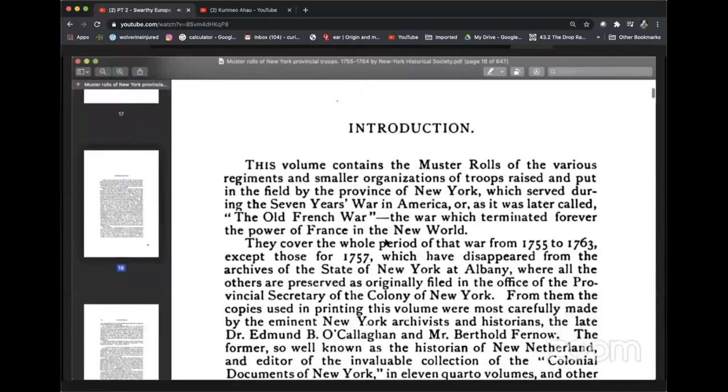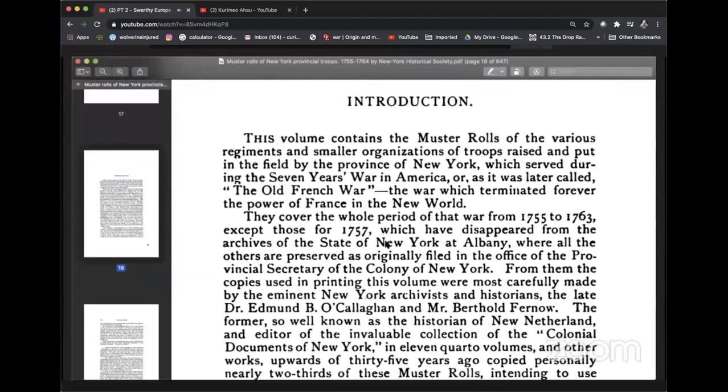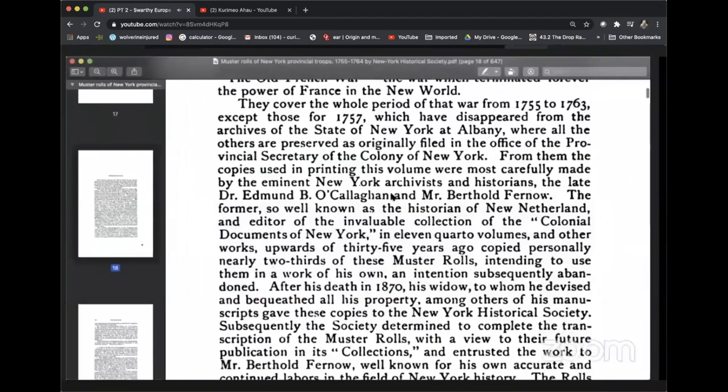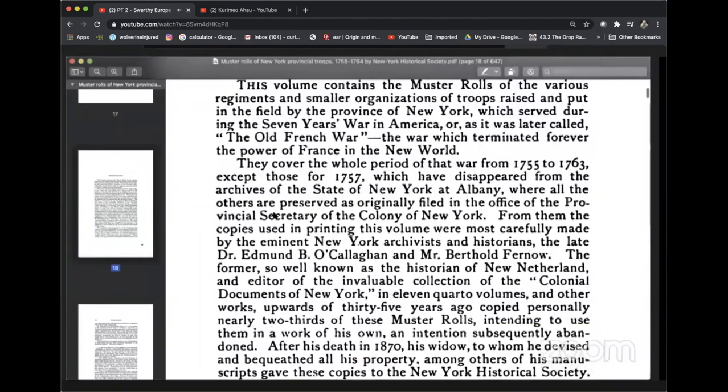It says, this volume contains the muster rolls of the various regiments and smaller organizations of troops raised and put in the field by the province of New York, which served during the 7 Years' War in America, or as it was later called, the Old French War, the war which terminated forever the power of France in the New World. They cover the whole period of that war from 1755 to 1763, except those for 1757. So it's a muster roll, like a census roll basically, of those soldiers from those times, fighting in that 7 Year war.